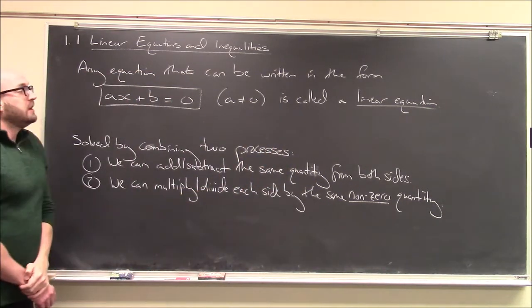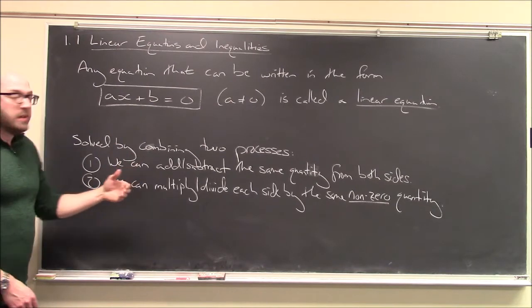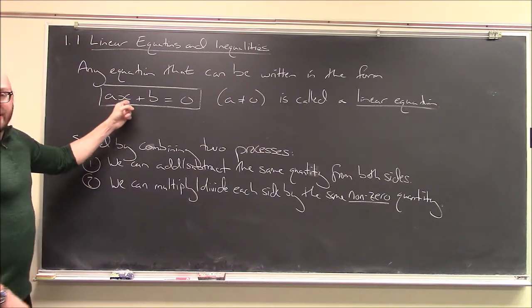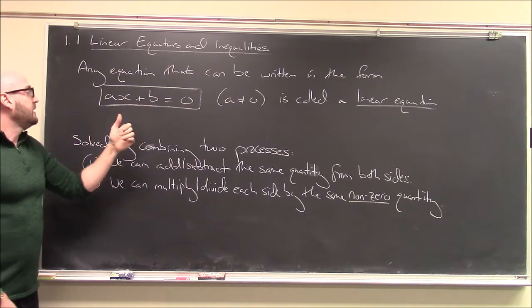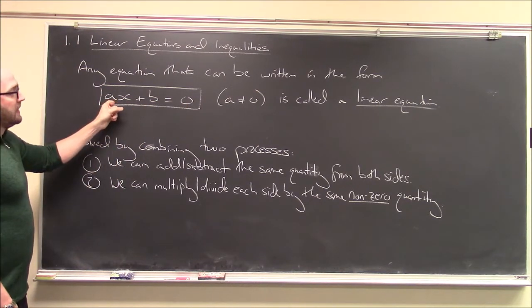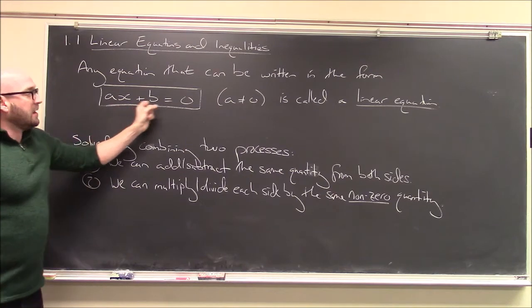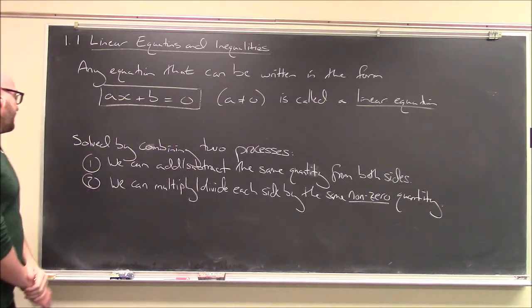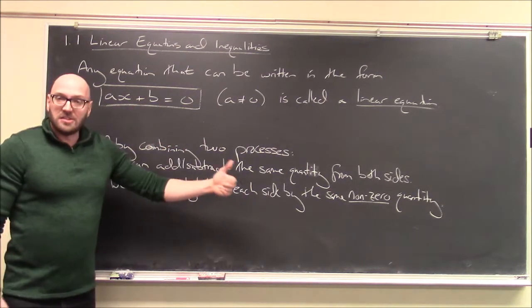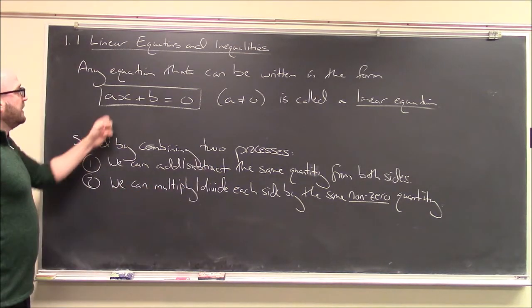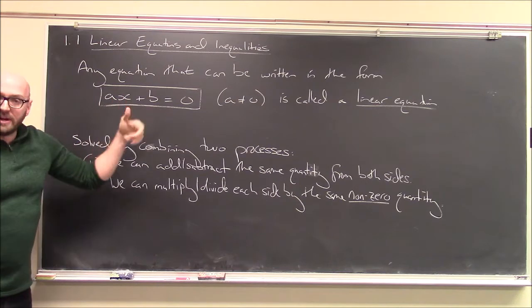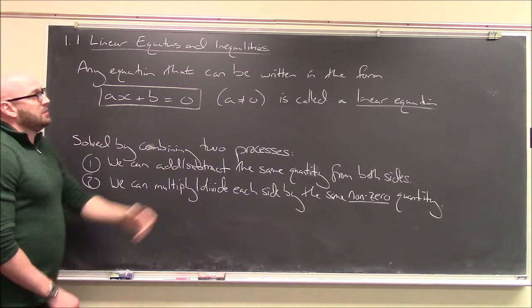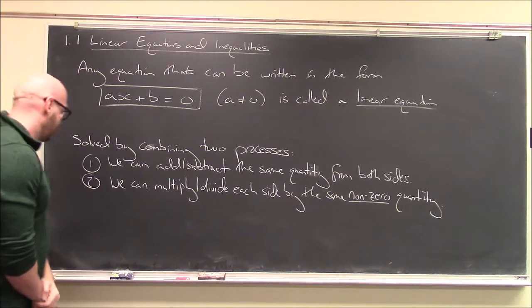And the way we solve linear equations is usually combining two different processes. You want to isolate x, and the way you do this is you add or subtract the same quantity from both sides. For example, first thing I would do here in solving this equation is I would subtract b from both sides. And then we can multiply and divide each side by the same non-zero quantity. So once I've subtracted b from both sides, to isolate x, I'd want to divide both sides by a, which I'm allowed to do because I'm told a is non-zero.